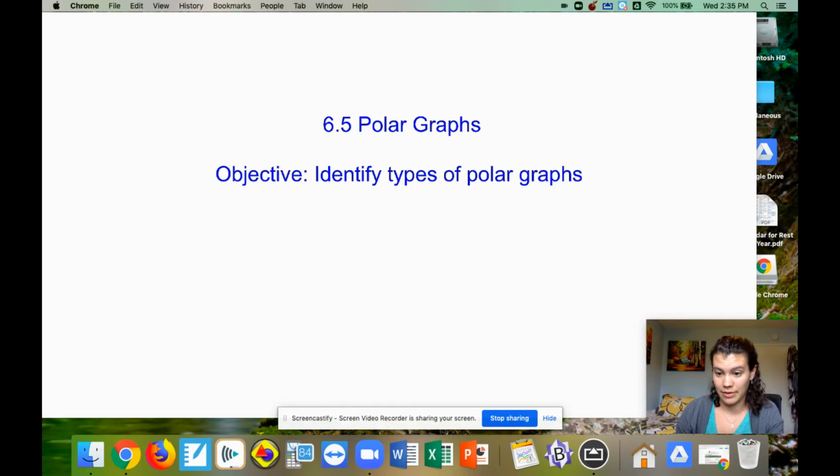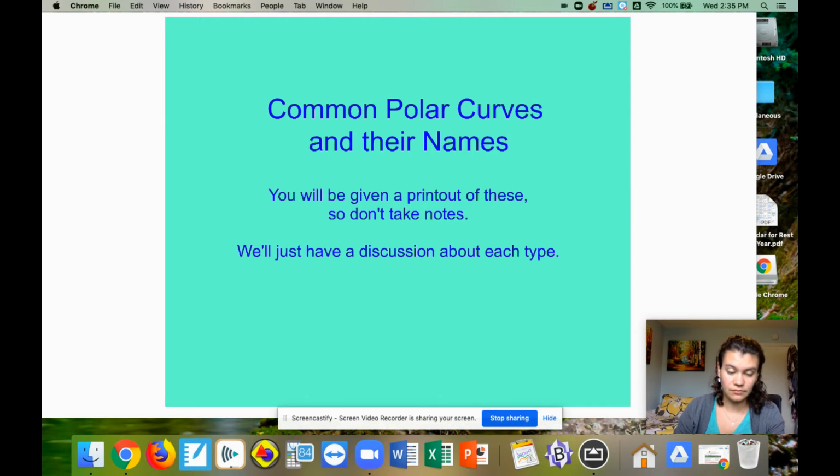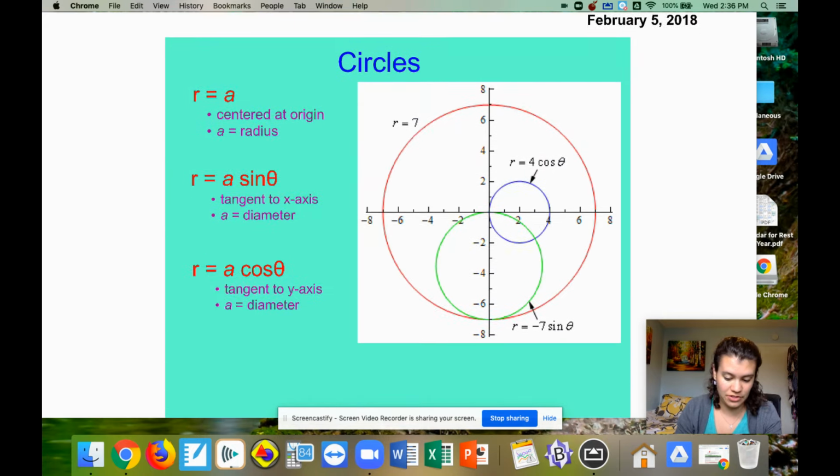Today we're going to be talking about polar graphs and the different types. There is a printout on Schoology of these different graphs and things. You don't need to copy them down. But the first type is a circle.